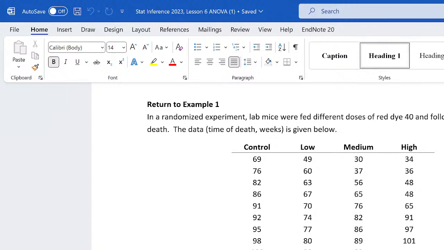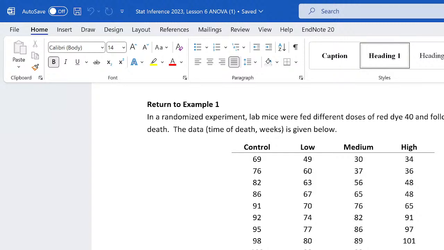Is there convincing evidence that the true average time to death for all mice like these is different for the 4 groups? Is there a difference among the four groups? And we, of course, begin our investigation with some descriptive plots. Stapler will do that very well, and I'm going to show you how that's done on Stapler.